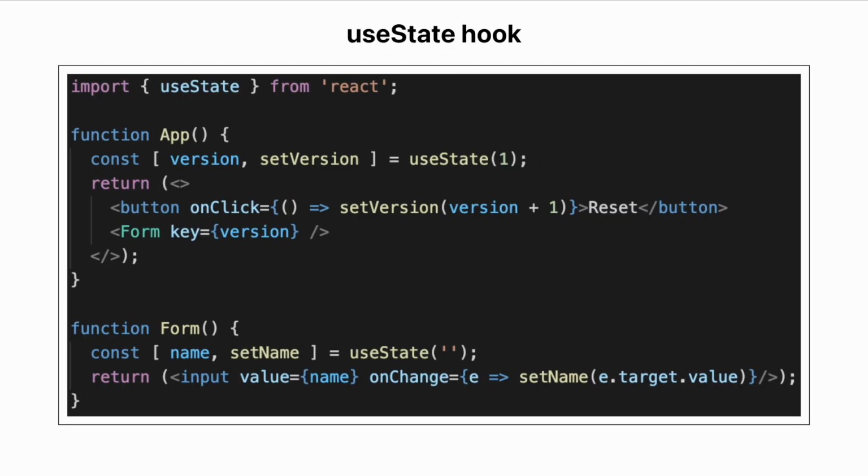We can reset the state of the child component tree by changing the key prop as shown. Here when the reset button is clicked, it updates the version and the updated version is sent to the key prop of the form component.